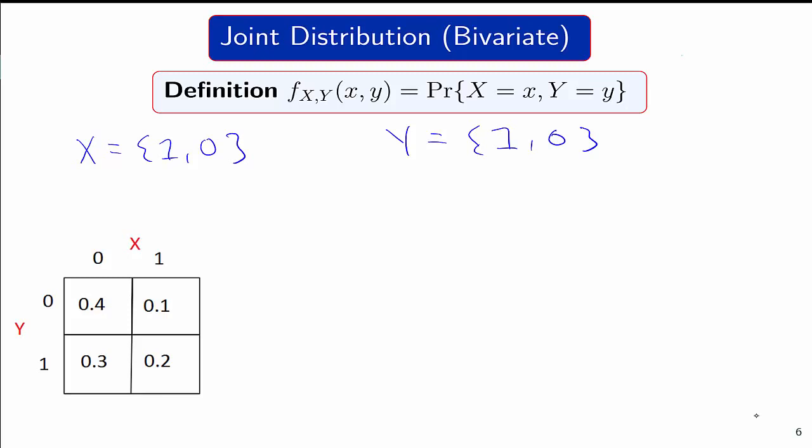So the definition is simplified. We use the notation f(x,y) to denote the joint distribution of x and y. It's just the probability that x takes on some particular value little x, and that the random variable y takes on the particular value little y. So again, x and y are random variables, and little x and little y are just particular outcomes. And again, it's a function. For every possible pair of outcomes, we will get a different probability.